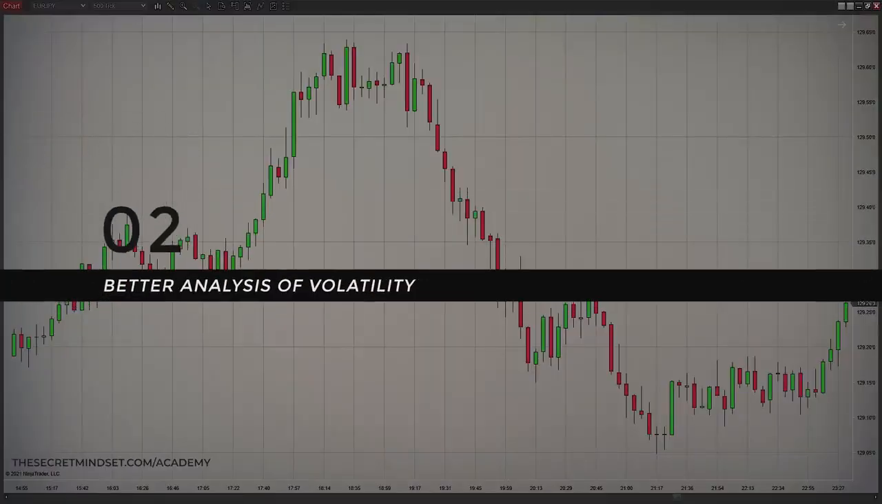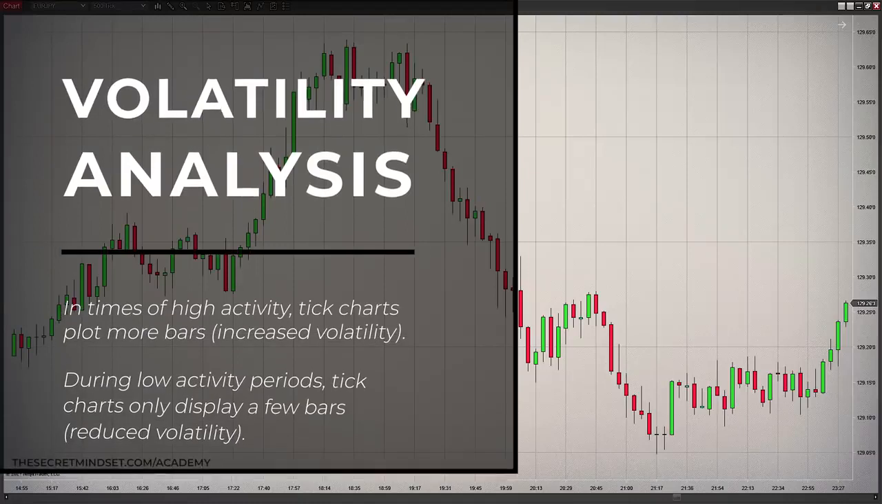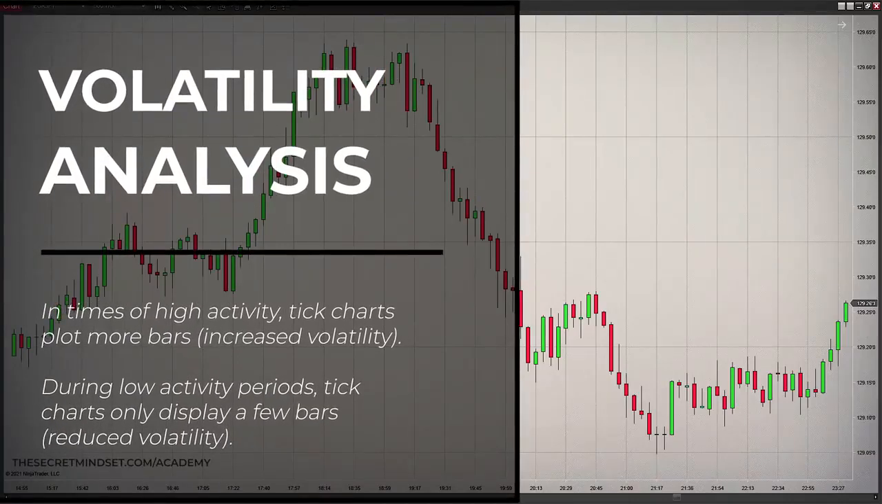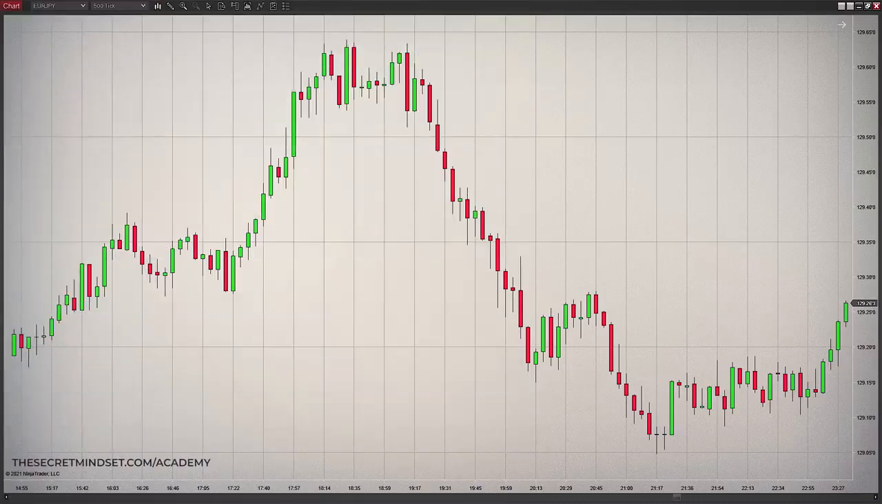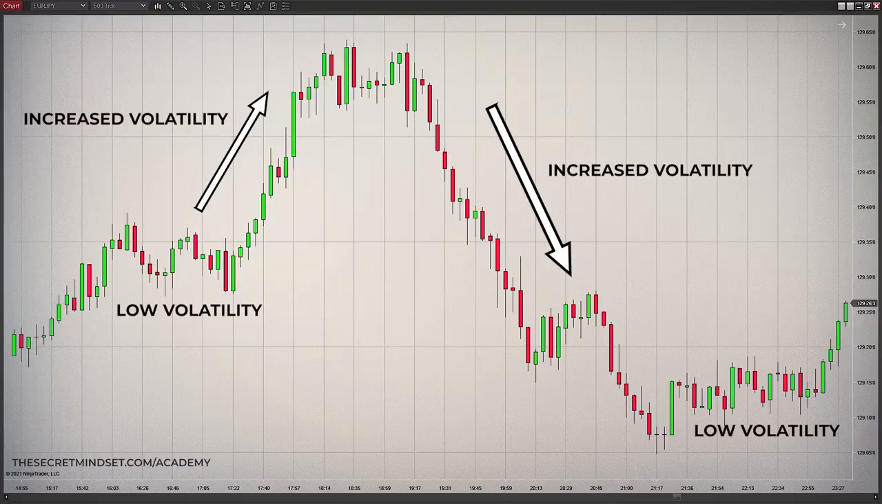Number 2. Better analysis of volatility. With tick charts, you will see a new bar forming only when there have been enough trades completed between buyers and sellers. In times of high activity, tick charts plot more bars. This could signal an increased volatility. Usually, when the market opens, the volatility increases and tick bars occur quickly. During the lunch hour, when the number of trades decreases, the volatility also decreases. This is often reflected in the activity on the tick charts. During low activity periods, tick charts only display a few bars.